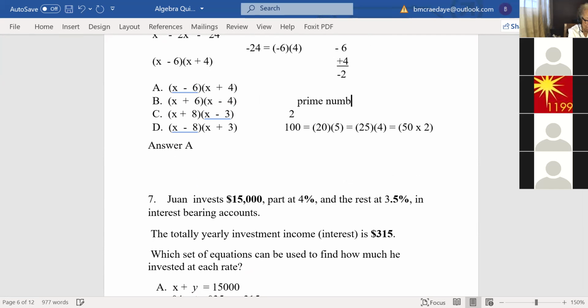Prime numbers: the only factors are the number and a 1. Like a 2, a 3, a 5, a 7. 9 is not, because 9 can be 3 times 3, right? So some of your prime numbers were 2, 3, 5, 7, 31. Those are numbers you can only multiply by themselves and 1.